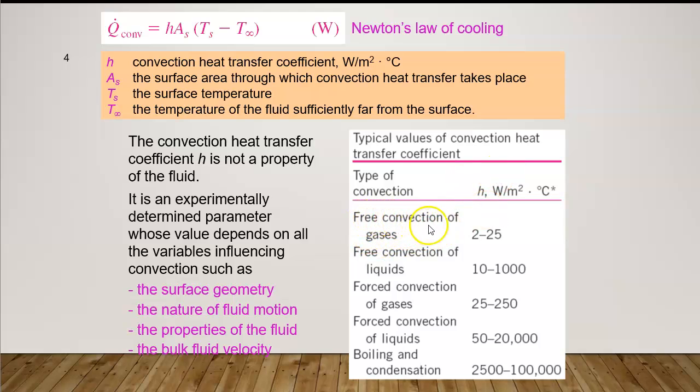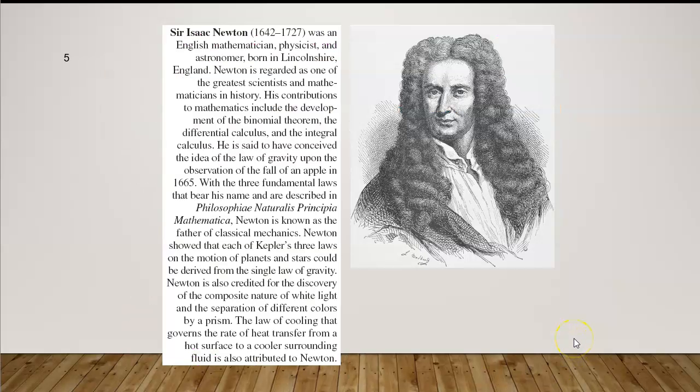So here you could see the value of h. For example, for free convection of gas, the value of h is from 2 up to 25. Free convection of liquid, the value is from 10 up to 1000. Forced convection of gases, 25 up to 250. Forced convection of liquid, 50 up to 20,000. Boiling and condensation from 2,500 up to 100,000. Okay, these are what make the formulas. Please read it. Okay, Newton's law of cooling.